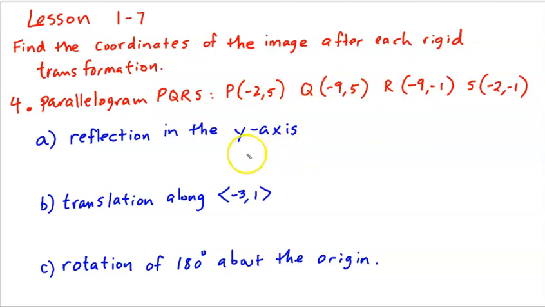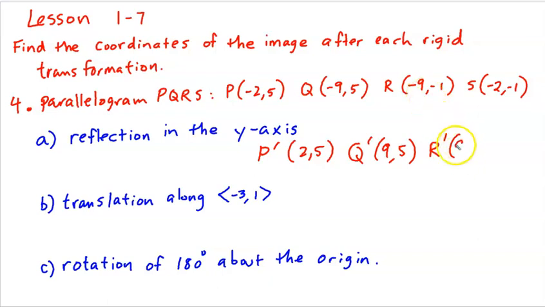All right, so P prime, I'll change colors here. We could say P prime is going to be +2, 5. Q prime is going to be +9, 5. R prime is going to be +9, -1. And S prime will be +2, -1.